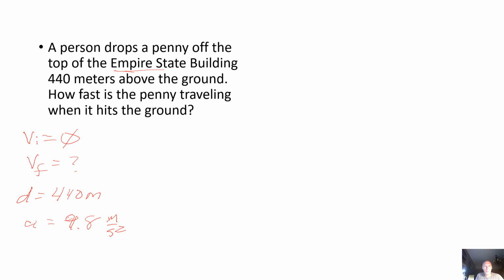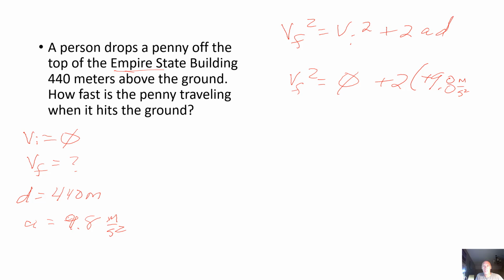Your best formula to solve this problem is going to be Vf squared is Vi squared plus 2ad. Substitute in your values. We're looking for Vf squared. Our initial velocity is 0. 2 times negative 9.8. Sorry, we're going to make that positive. I'm going to call down as positive on this. 9.8 meters per second squared. And I'm running out of room here. That d is going to be 440 meters.